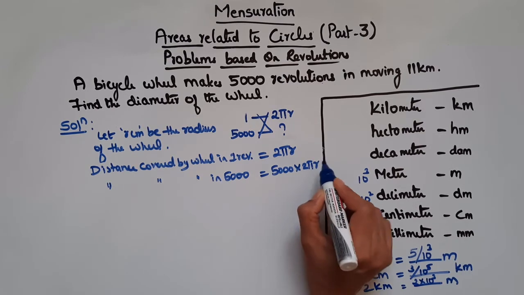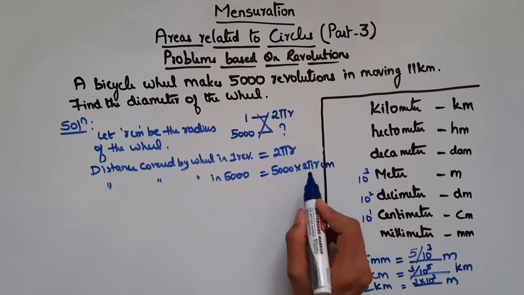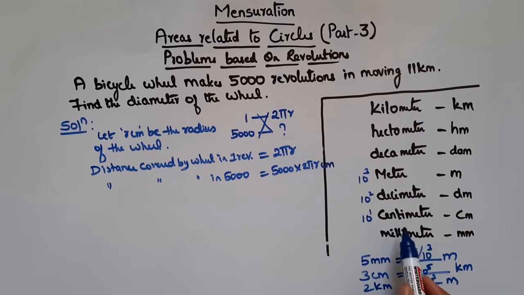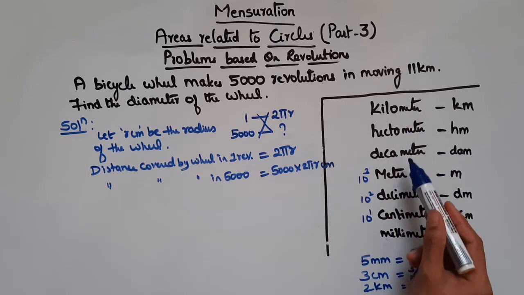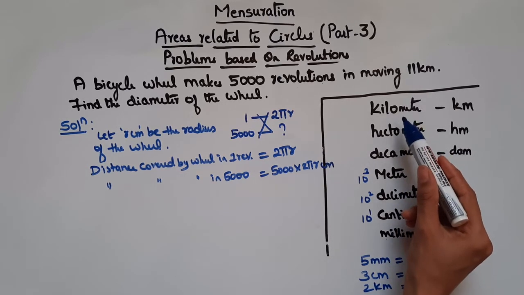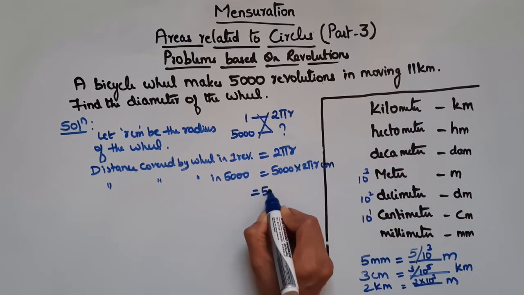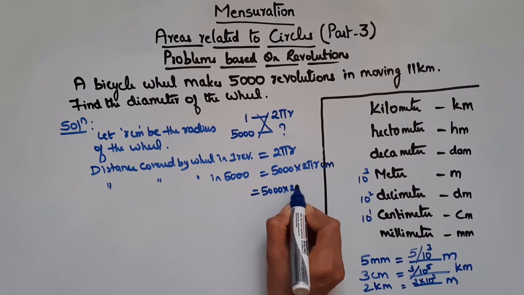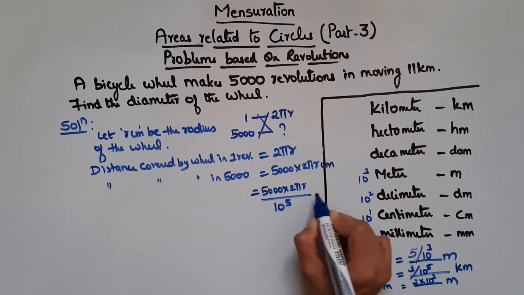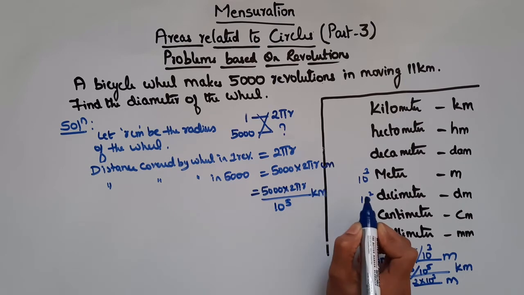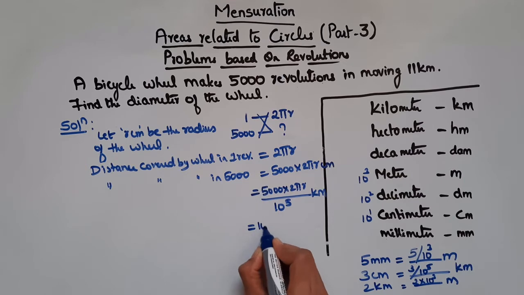Now we have to convert this. This is in centimeter now, and you have to convert this to kilometer. How do you convert from centimeter to kilometer? As I said, centimeter to kilometer: 10 power 1, 2, 3, 4, 5. So 10 power 5 has to be divided. So this is equal to 5000 into 2 pi r divided by 10 power 5. This will give you the answer in kilometers. So when you simplify this, 5 into 2, 5 twos are 10.